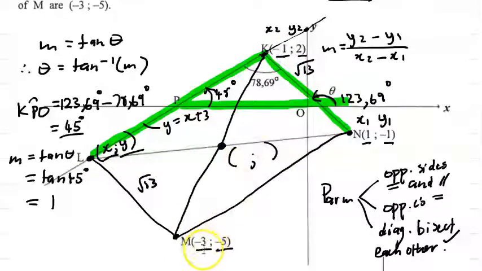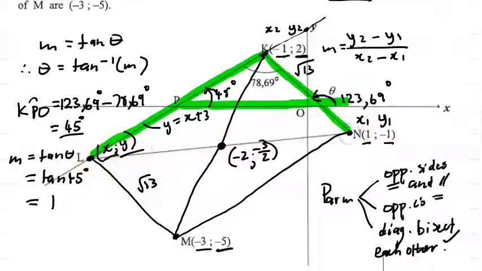Minus 1 plus minus 3 is minus 4, over 2 is minus 2. Then we can say y1 plus y2 over 2, so 2 added to minus 5 will be minus 3, so it will be minus 3 over 2. So that's the midpoint. The midpoint of KM must equal the midpoint of L and N.